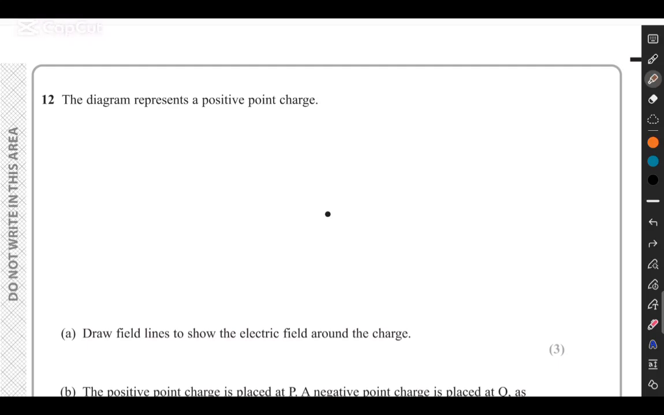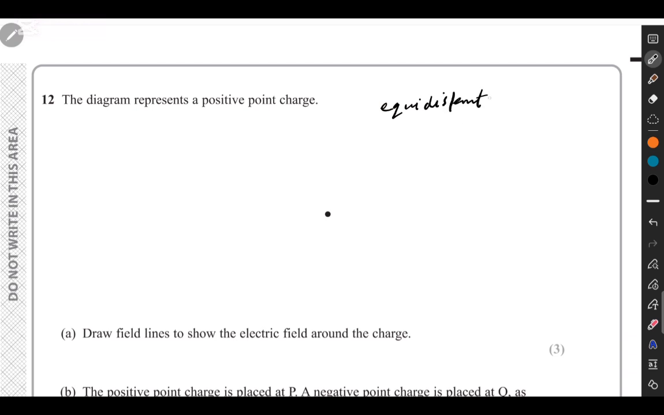Okay, so this is question number 12, October 2024. Here it says a diagram represents a positive point charge. Draw the field lines to show the electric field around the charge. So first you're going to draw the field lines. The field lines must be equidistant.